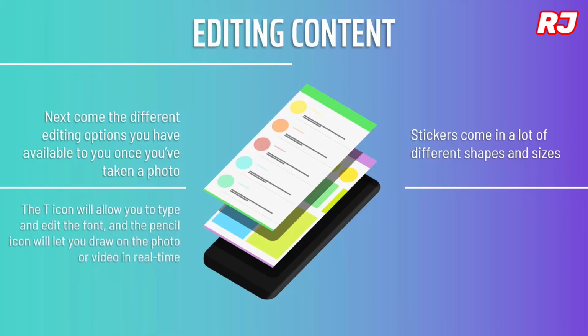The T icon will allow you to type and edit the font, and the pencil icon will allow you to draw on the photo or video in real time. The scissors icon lets you crop your image in order to create new stickers from it, which is a very handy feature if you use it properly.